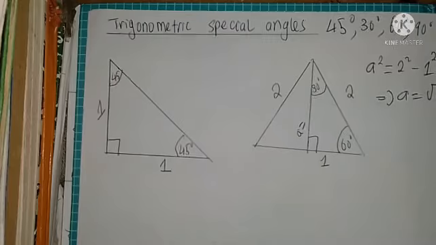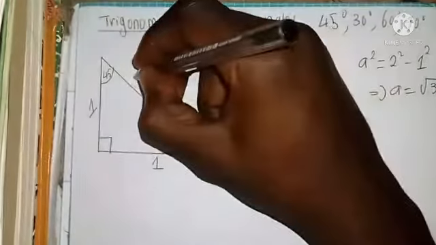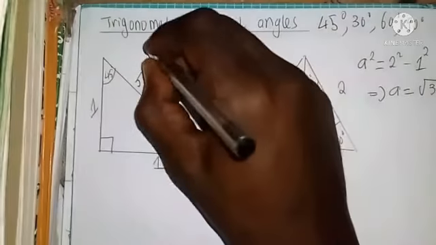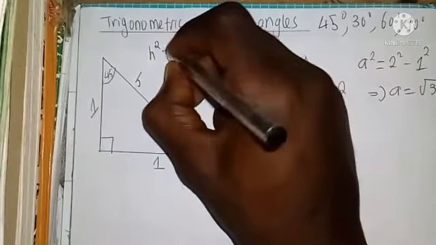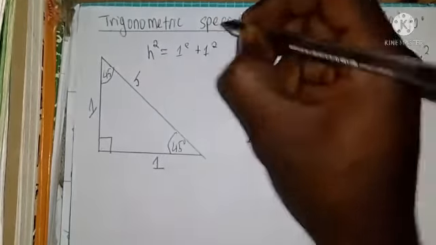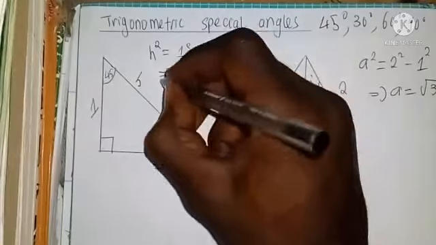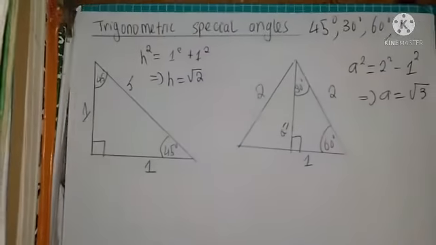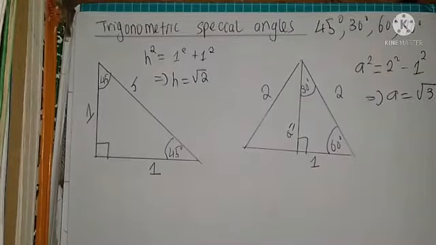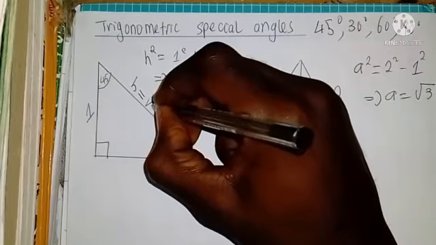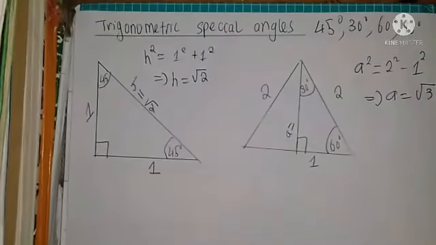Now, again using Pythagoras theorem, we will look for this side here, which is our hypotenuse. Our hypotenuse squared is going to be equal to 1 squared plus 1 squared. So this implies that the hypotenuse is going to be equal to the square root of 2. Now we have the value.